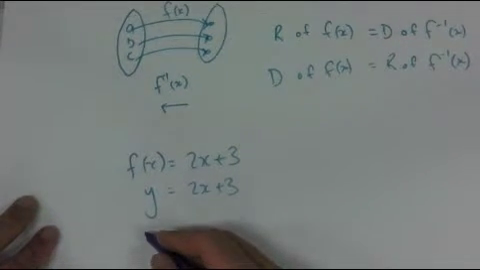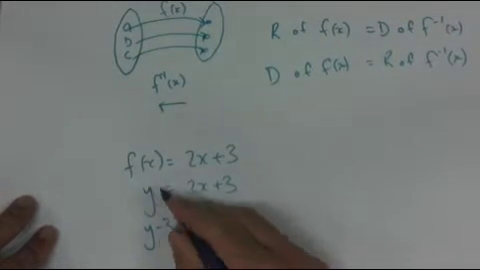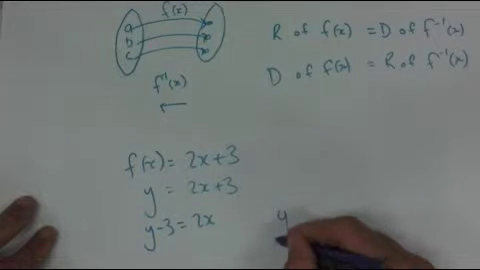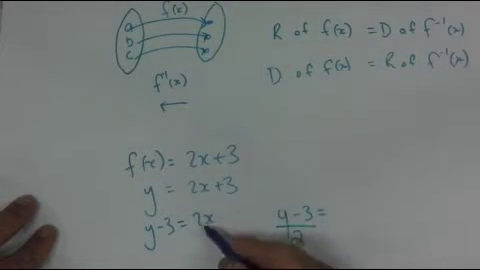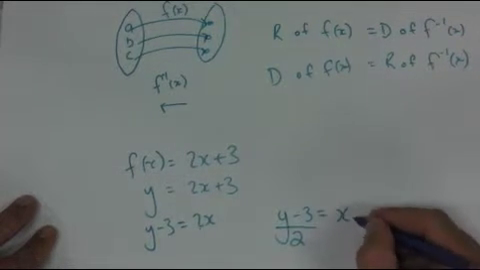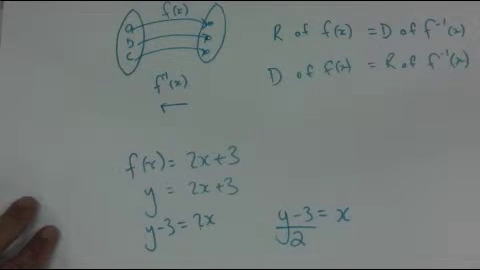So let's rearrange this. That would be y take 3, bring the plus 3 from this side over to this side and it becomes take 3. And so therefore y take 3 divided by 2, because if I'm multiplying by 2 on this side, I'm going to bring it over here and divide, is equal to x. And I now have that as my rearranged function.